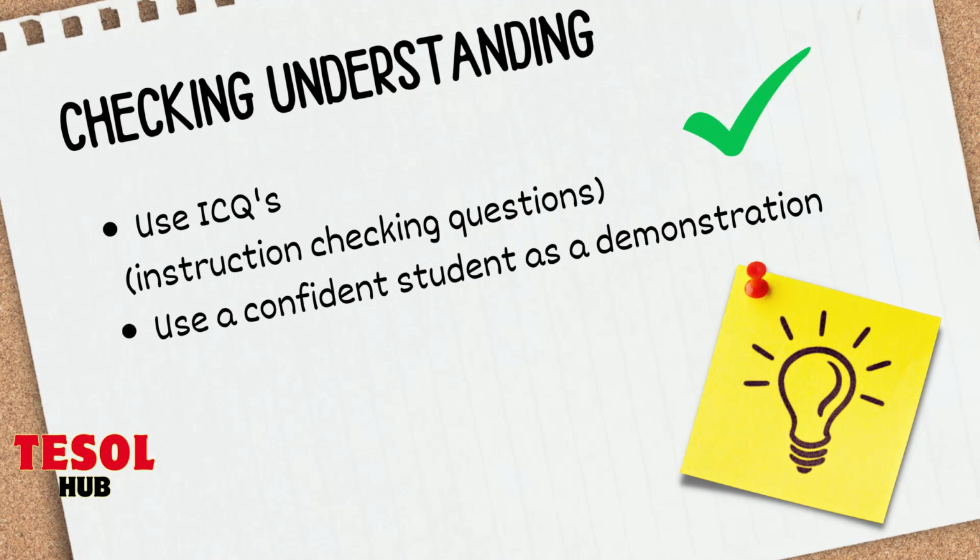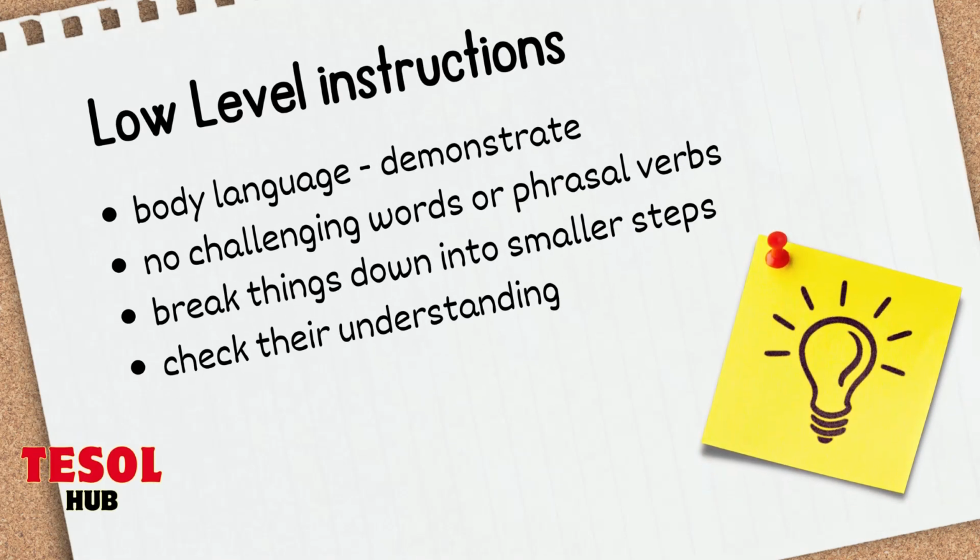If we have low level students, what are the instructions for low level? We need to increase body language. So we need to demonstrate everything. While you're saying everything, you need to demonstrate, because you know that we need to speak in English all the time. While doing that, you can act out what they're doing, you can demonstrate what they are doing.